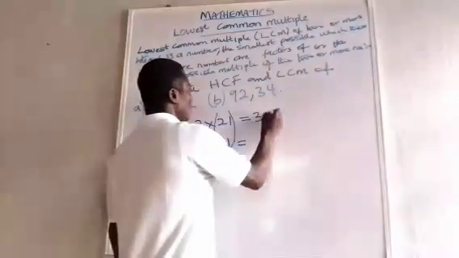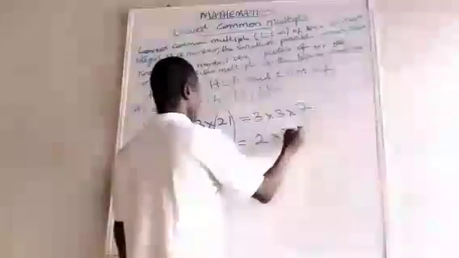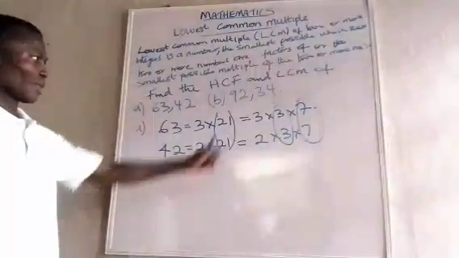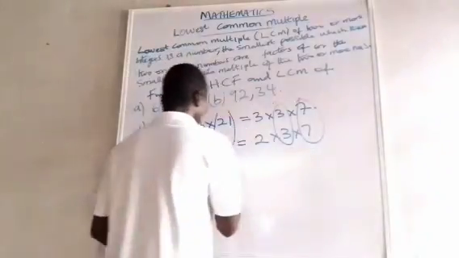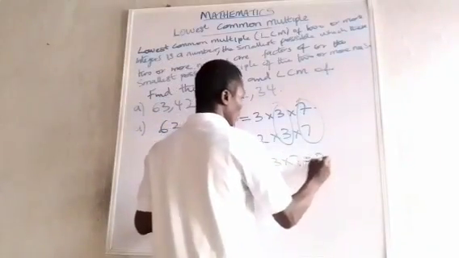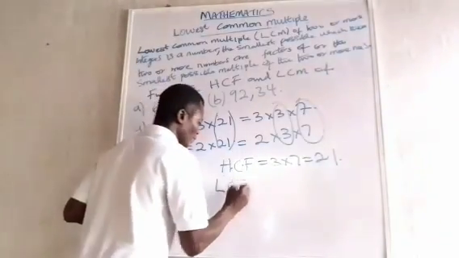So let's do it like this: 3 times 3 times 7. 2 times 3 times 7. So the combination of these two, because they have common factors, this will give you the HCF. It is equal to 3 times 7, which is 21. Or from here, you've gotten it directly. Now let's look at LCM from here.